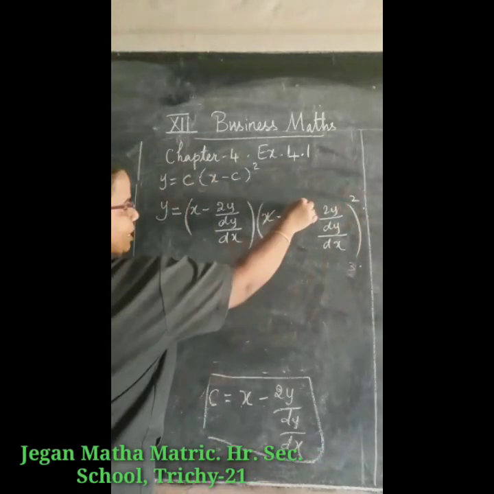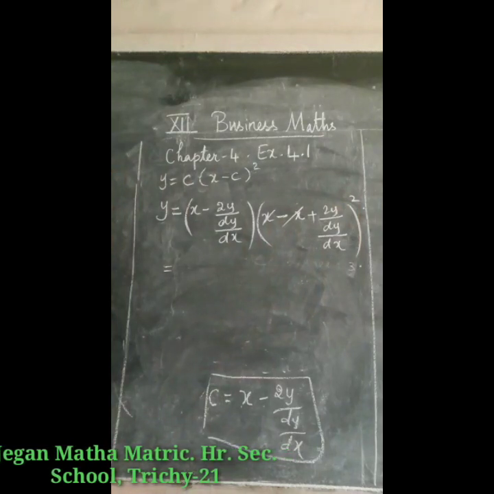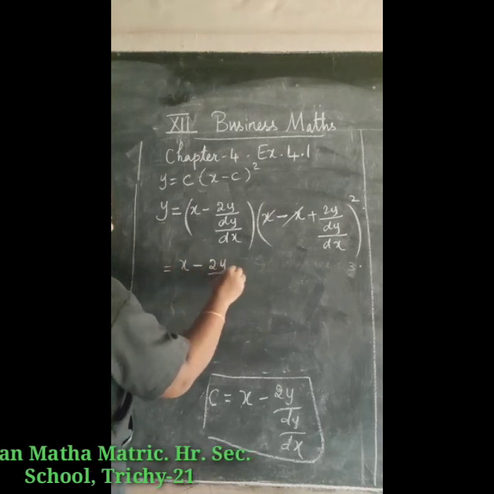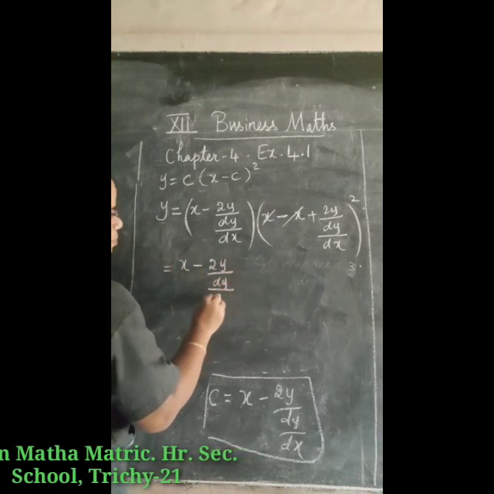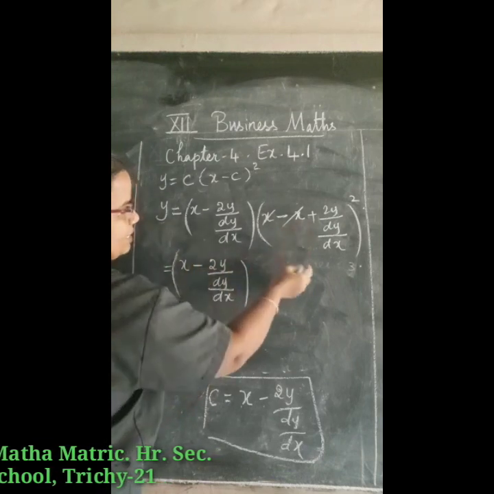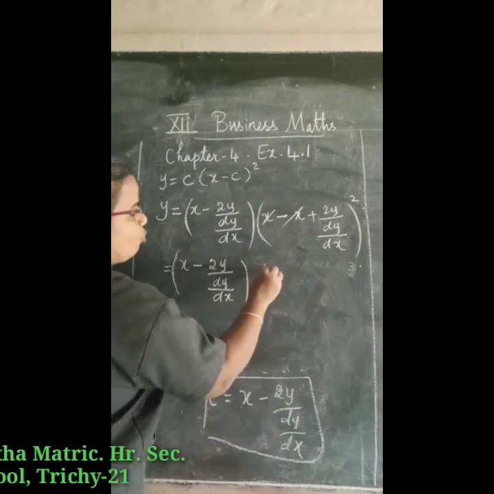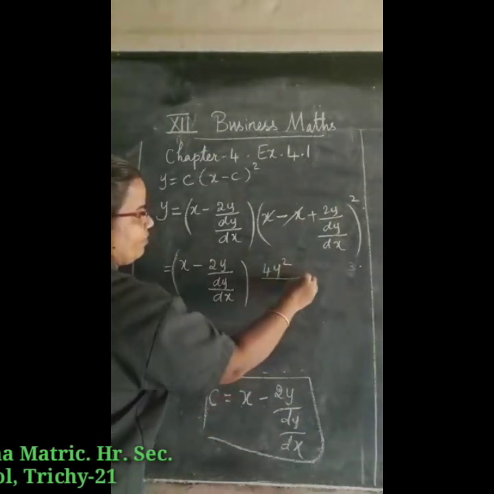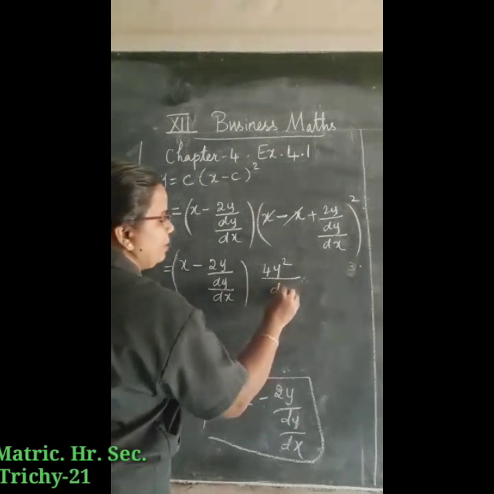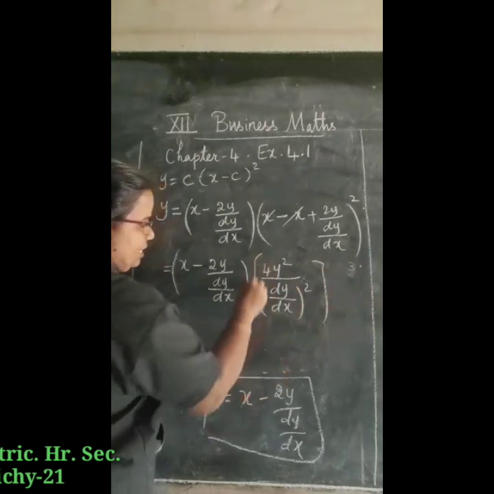Now x and minus x cancel. Here x minus 2y divided by dy by dx, into, with x minus x cancelled, we have to square that term. We will get 4y squared divided by dy by dx the whole squared. This is the second term.